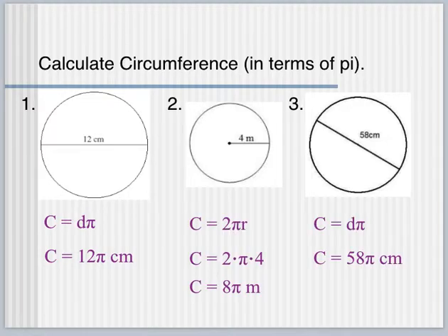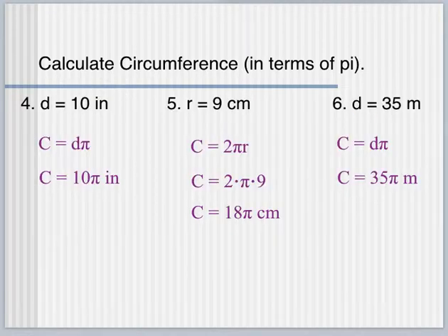Go ahead and check your answers. Notice how for question 2, this time they told me the radius, so I'd use the radius version of the circumference equation. But for 3, they told me the diameter, so I'd use the diameter version. Go ahead and try questions 4 through 6 on your own. Pause the video until you're done. Go ahead and check your answers.